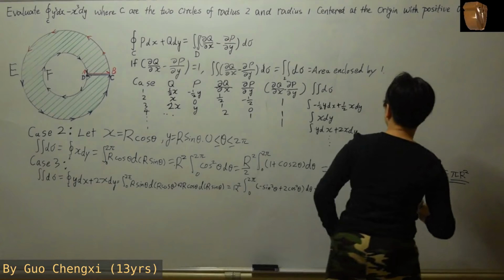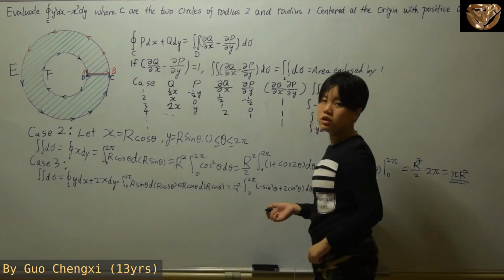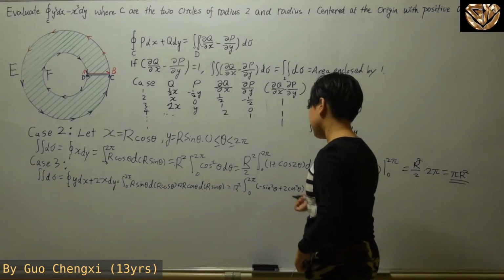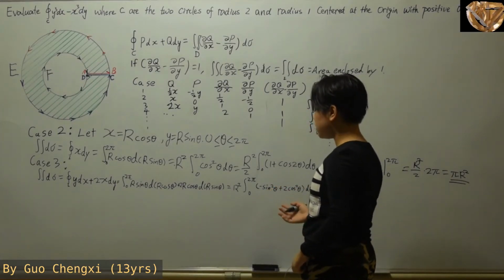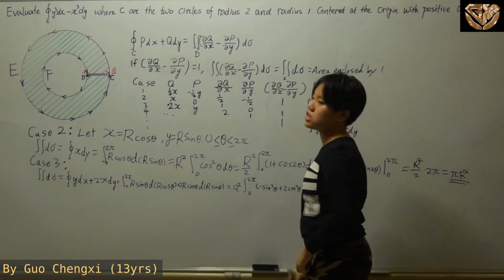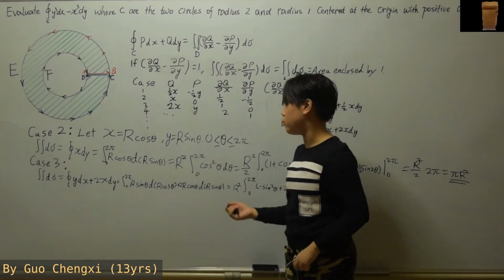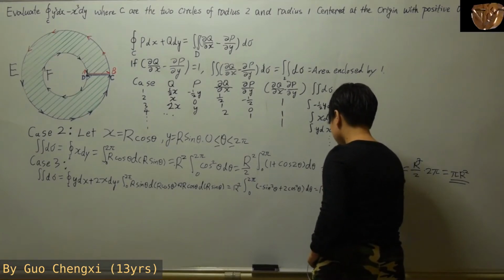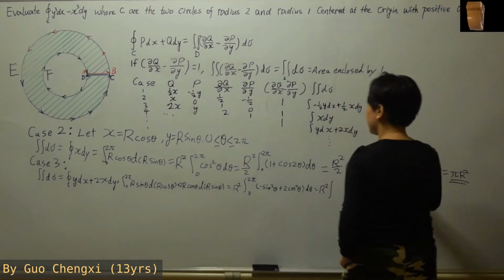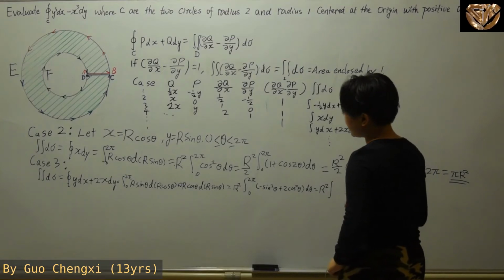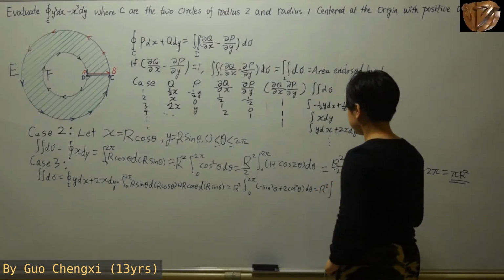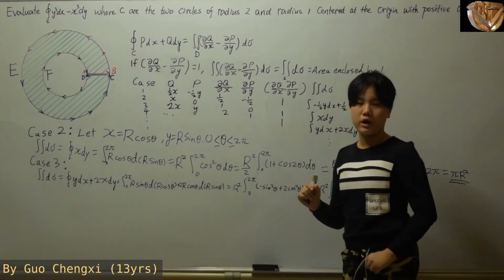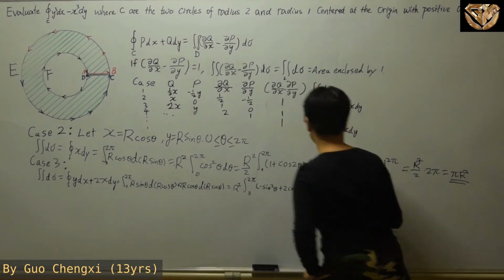Now what we can do over here is, so what is negative sine square theta equal to? Technically speaking, you can use sine square theta plus cosine square theta equals 1. And what we are going to have here is, so negative sine square theta will become cosine square theta minus 1, right? So cosine square theta minus 1.